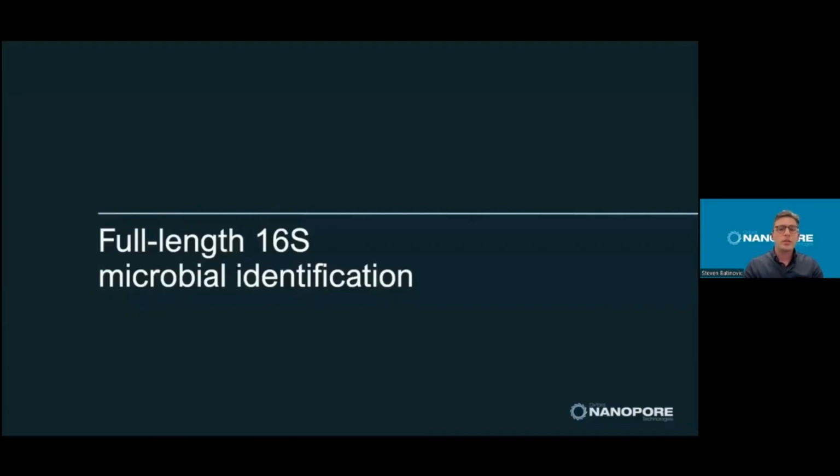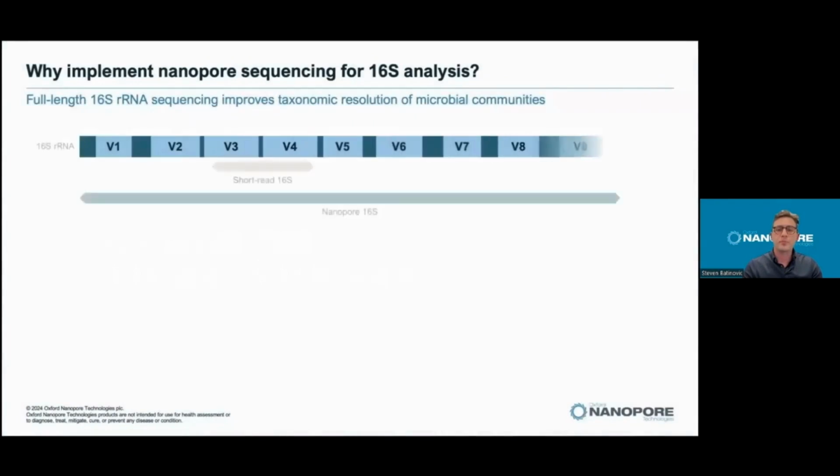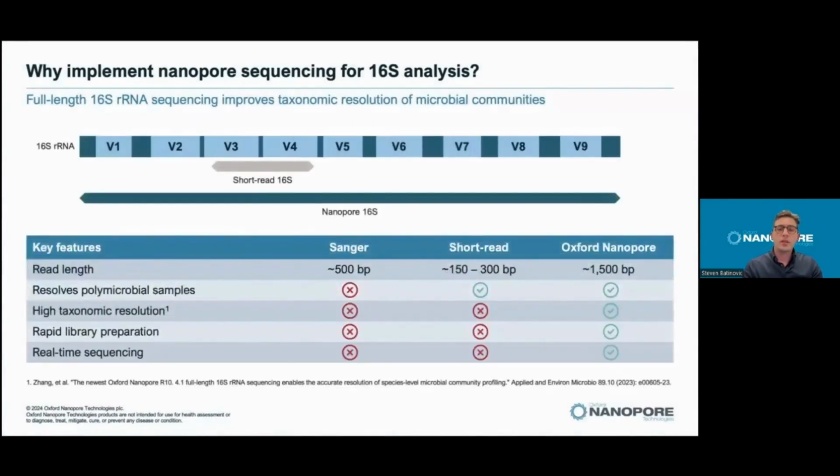So let's now change gears into a more targeted sequencing approach and see how Oxford Nanopore approaches microbial 16S sequencing. As you're probably familiar, 16S sequencing is a predominant method for microbial identification in applications including microbiome characterization, food safety, clinical microbiology, and environmental monitoring. Current methods including Sanger and short-read sequencing provide limited sequence information, which often limits the ability to resolve reads to the species level.